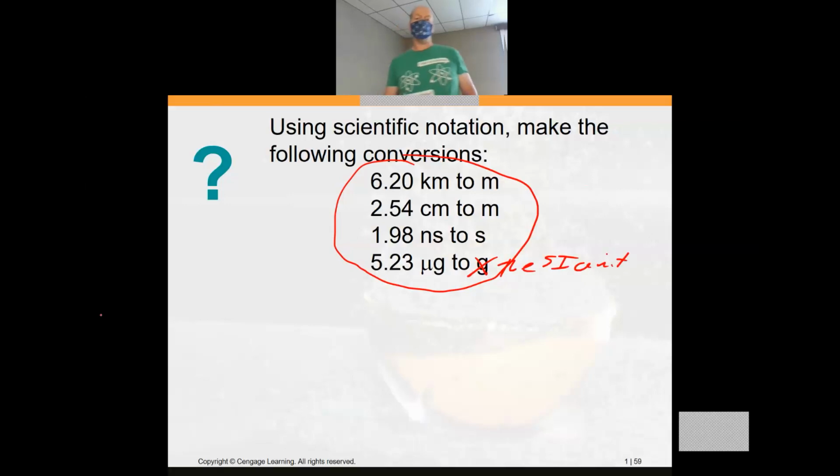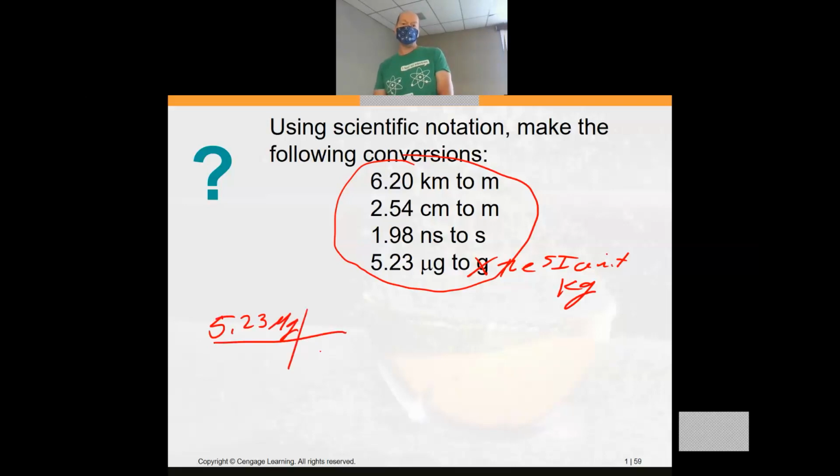All right, that's about as hard as it's going to get because now you have micrograms and you have to go to the SI unit. You have to know that the SI unit for mass is kilogram. All right, so now you have 5.23 micrograms. And so when you show your work, you know that a microgram is equal to 1 times 10 to the minus 6 grams.